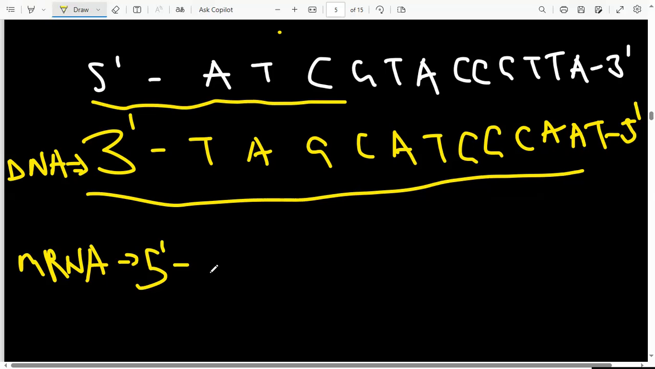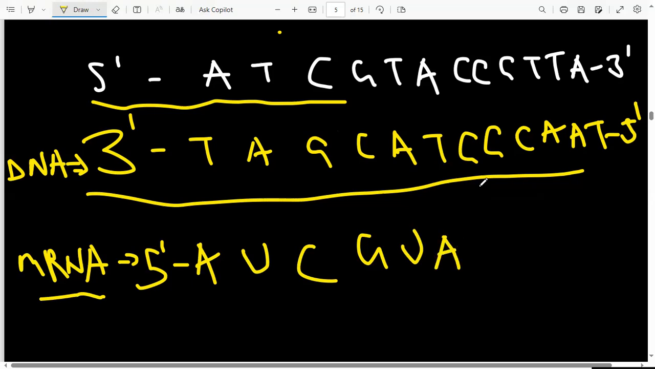So remember, we said in mRNA we don't have T. So wherever there's A, we are going to be putting U. So let's do it. T goes with the A, A goes with the T, but you don't have a T in mRNA, so we're going to put U. Then G goes with the C as usual. C goes with the G. A goes with the U again. T goes with the A.